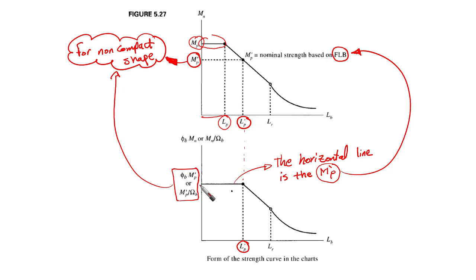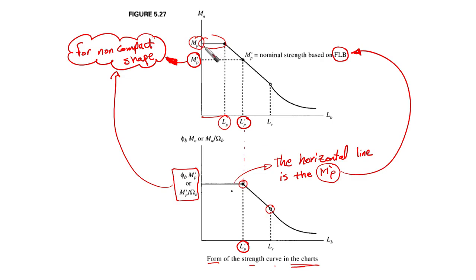the non-compact curve is going to be something like this, which is going to be on the curves. This is the form of the strength curve in the chart. They are going to show you a horizontal line, a solid circle, and a hollow circle here. They are not going to indicate whether it is compact or non-compact. They do not care about this point. You should know it from the beginning.